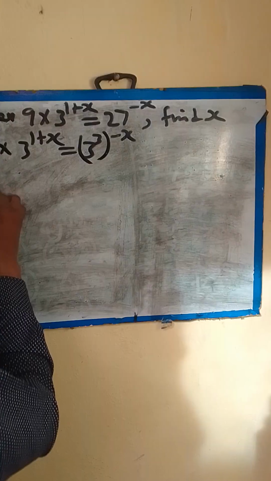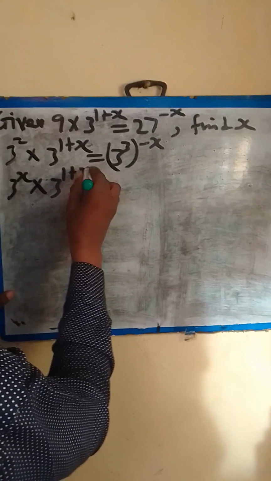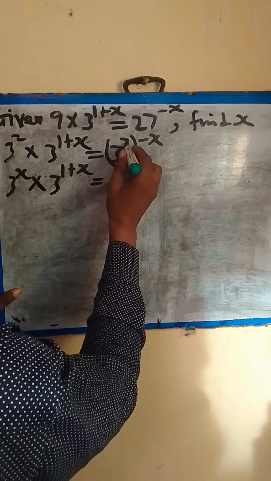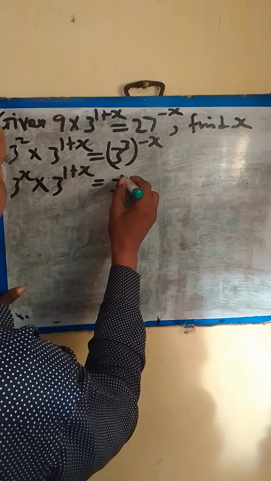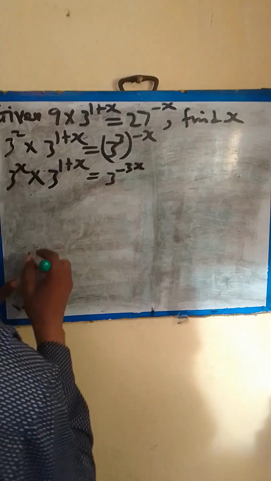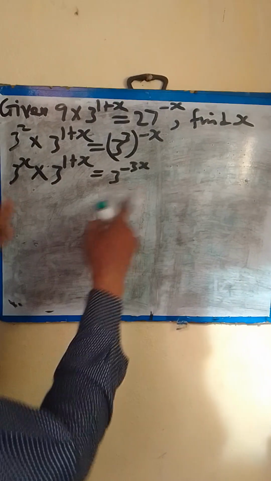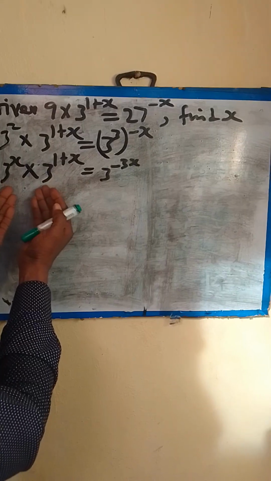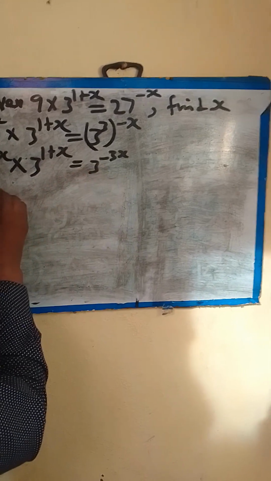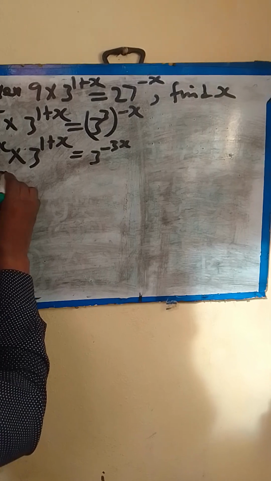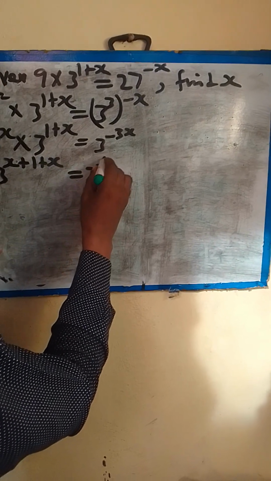This is the same thing as saying 3 times minus x, and 3 times minus x is minus 3x. So now you can see that we have expressed both sides in powers of 3. Look at this one, they have the same bases. We are multiplying the same bases here, so in indices, we need to add the powers.